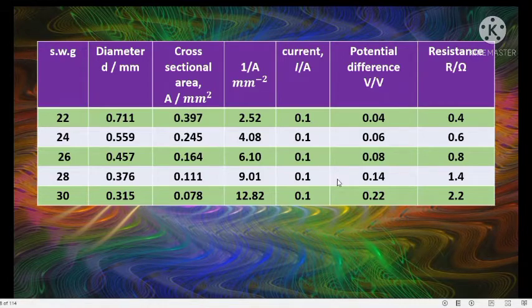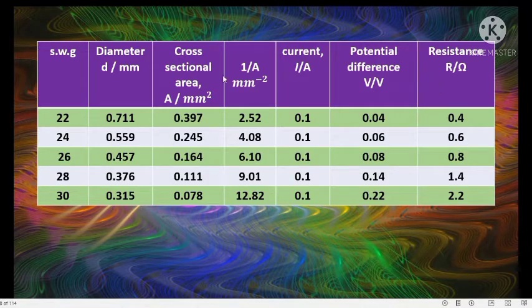Okay, depends on what value you use. And then record a potential difference for every SWG, for every cross-sectional area of wire. Look at this one. And then calculate resistance. Resistance equals V divided by I. So 0.04 divided by 0.1. And then you continue to complete the table, so you get this value of resistance.